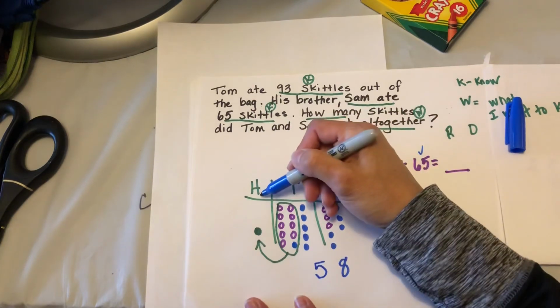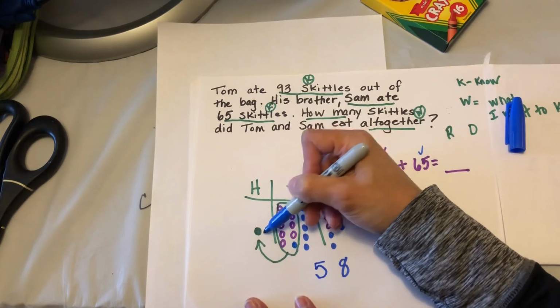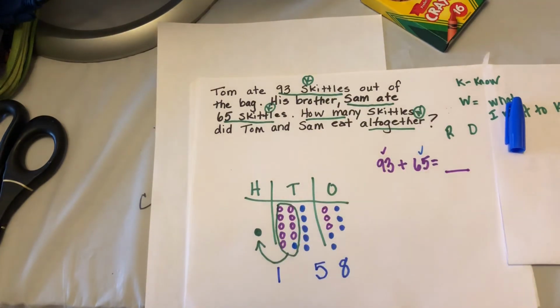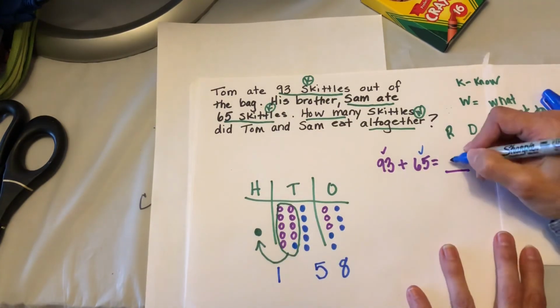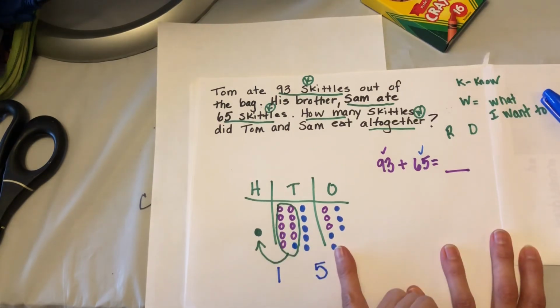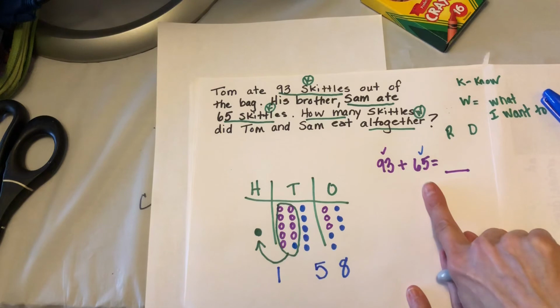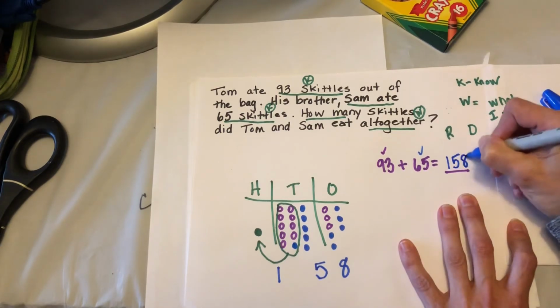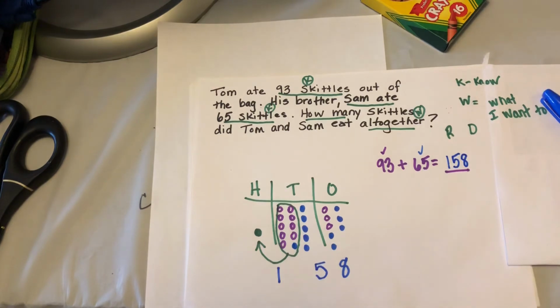And now when I go to hundreds, I do have 100 because I had to make 100. So I have 1. And therefore, I now know that when I took 93 and I added 65 to it, I came up with 158 Skittles.